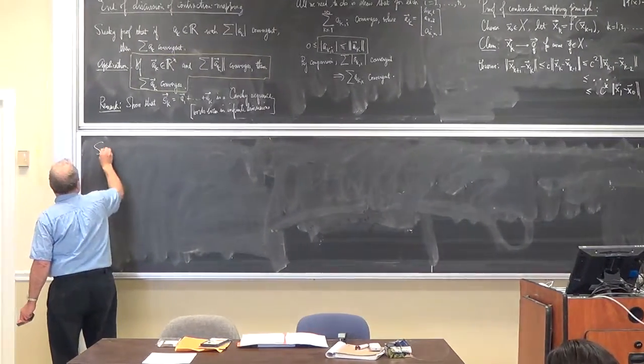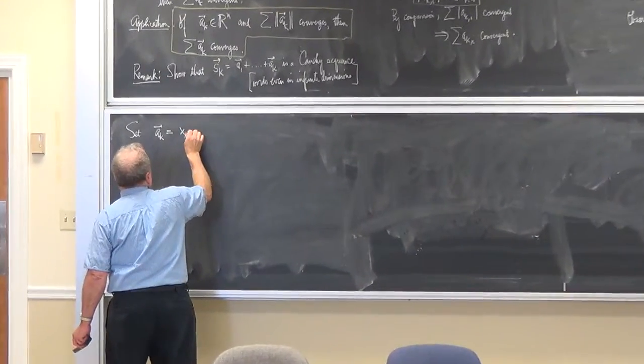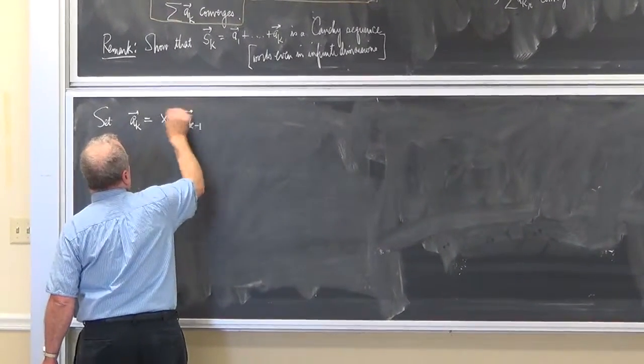So set a sub k equal to x sub k minus x sub k minus 1.